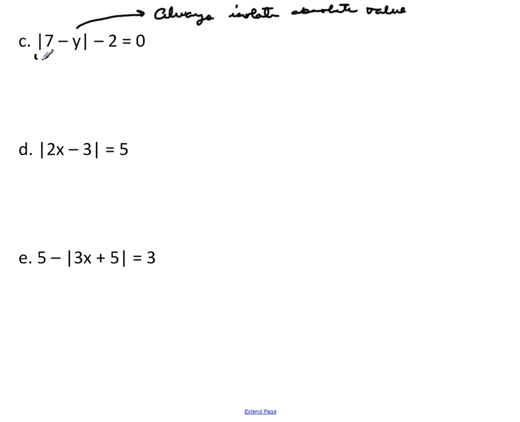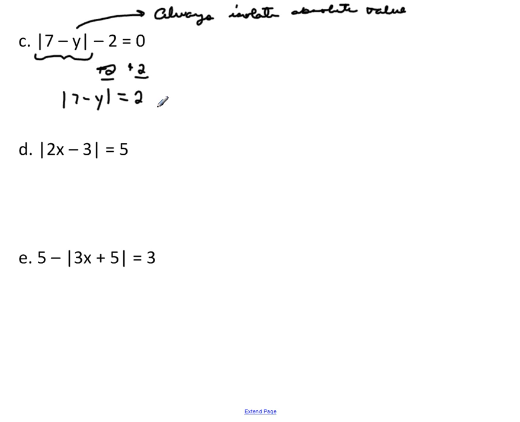And we've got the absolute value of 7 minus y, minus 2. So our very first step before you do anything else is to add that constant away. Take the constant away. Isolate that absolute value part of the expression. So we're going to add 2 to both sides of the equation. Add 2 here, add 2 here. And we get the absolute value of 7 minus y is equal to 2.